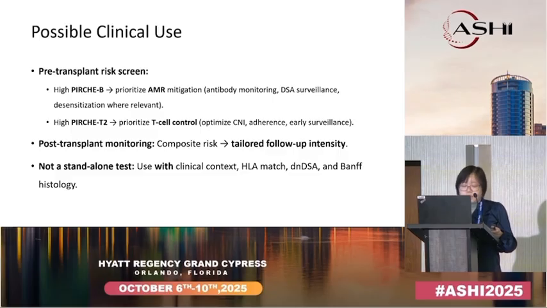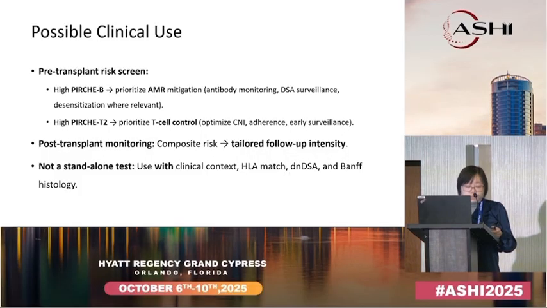So the next step is how this could be used in real practice. Our suggestion is for pre-transplant risk screening: if the patient-donor pair has a high PIRCHE-B, that flags the risk of antibody-mediated rejection. So we may prioritize antibody monitoring, desensitization, and stricter donor selection.